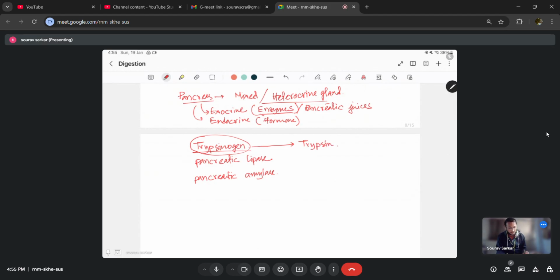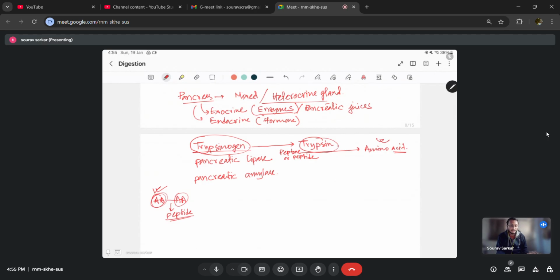Now what is the function of trypsin? Trypsin will break down the peptone. In the stomach, protein was broken down to peptone. Now the peptone or peptide will be broken down to amino acids. Understood? Amino acids are connected by the peptide bond. We broke down the peptide bonds and got the simpler form of the protein, that is amino acid.